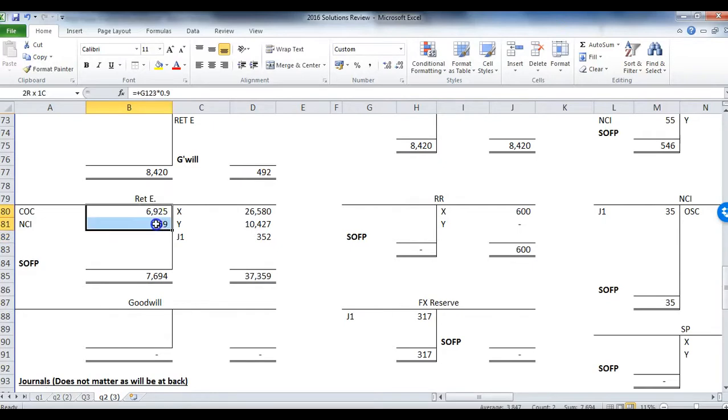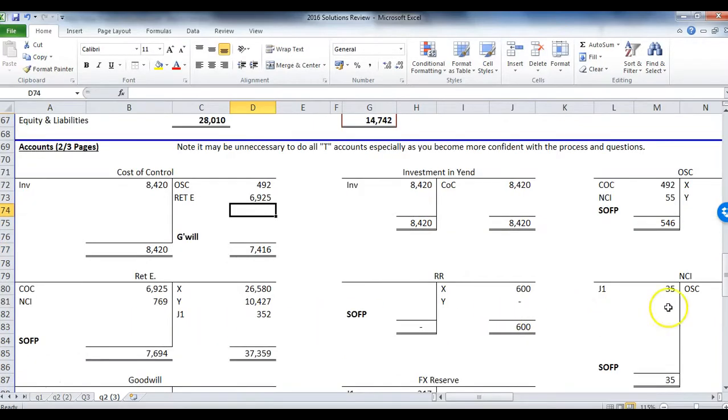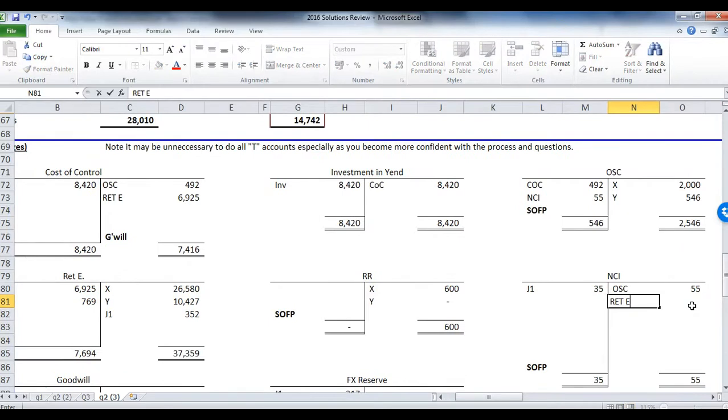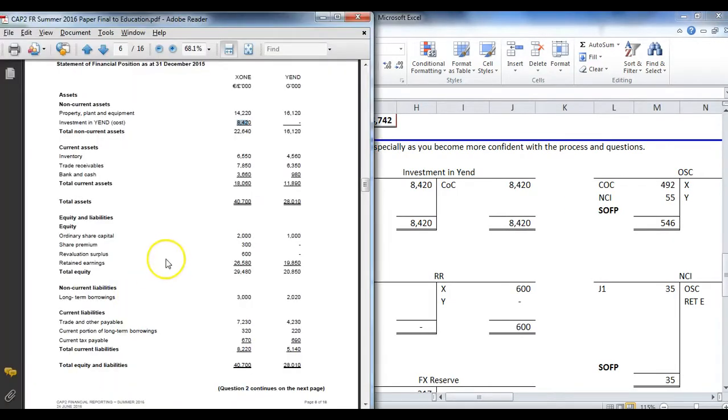So you're stripping out the 79,694, should I say. You're not stripping out the full amount because some of this is post-acquisition. So it's very similar to what you'd normally do in a question. It's just an added layer of complexity. So bring in here retained earnings to your cost of control, 6925, and retained earnings for the NCI is 769.